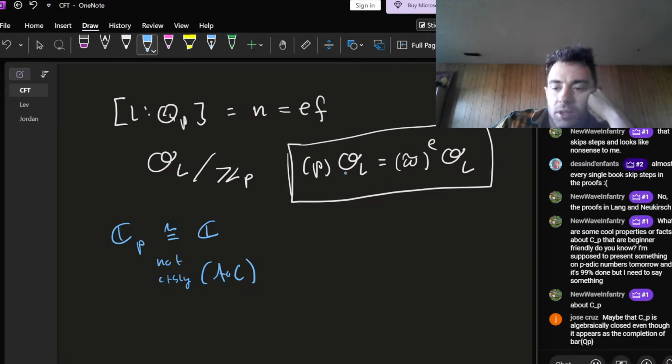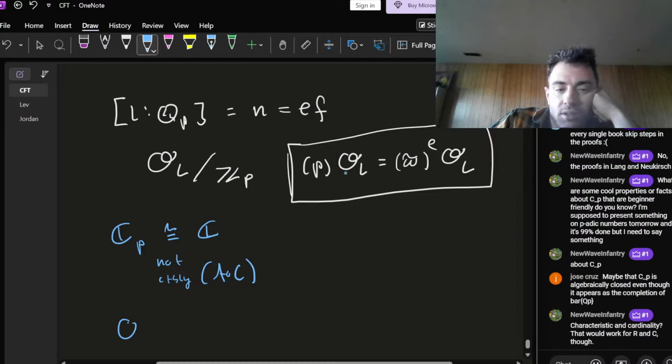Well, okay, let me ask you this though. Maybe that C_p is algebraically closed, even though it appears as a completion of Q_p bar. Yeah, I mean, that is a theorem. Characteristic and cardinality, that would work for R and C though. Sorry, also algebraically closed. Yes, sorry, we need algebraic closure as well. Yes, thanks for pointing that out. That's very important.